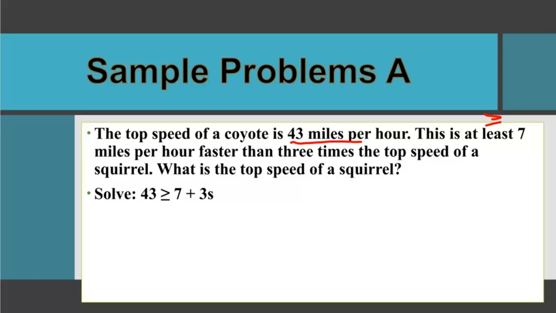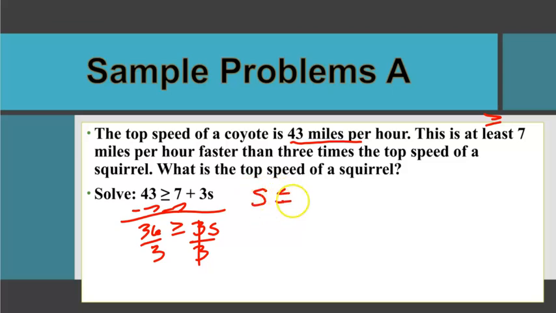So we want to get the 3s by itself, so I'm going to subtract 7 on both sides, and that's going to give us 36 is greater than or equal to 3s. Now that the variable is on one side and the constant's on the other side, divide everything by 3 on both sides, and I have s is less than or equal to 12. Now if I were to graph this one, I would just have a filled in circle at 12. Less than means it has to go to the left.